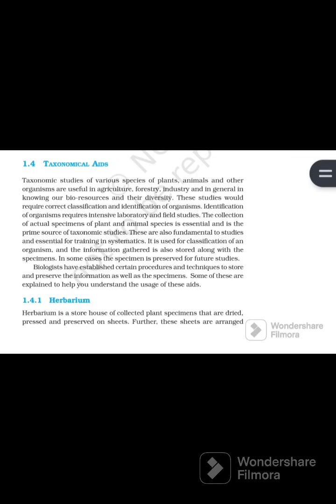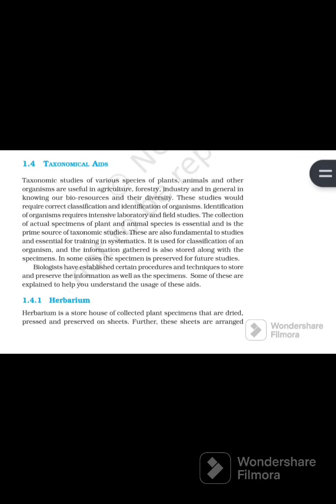Biologists have established certain procedures and techniques to store and preserve the information as well as the specimens. Some of these are explained to help you understand the usage of these aids.